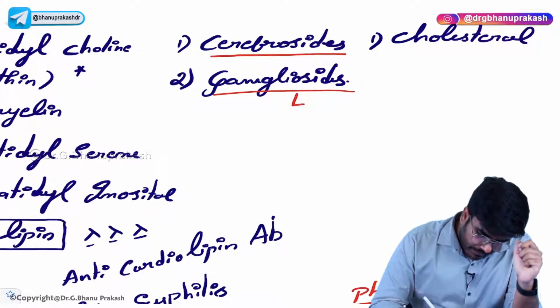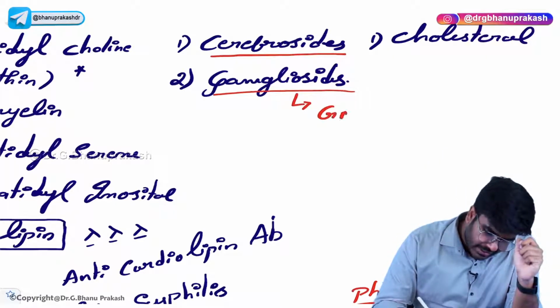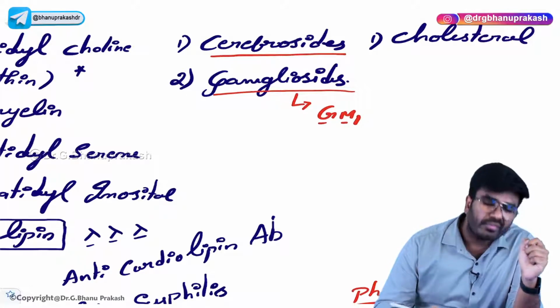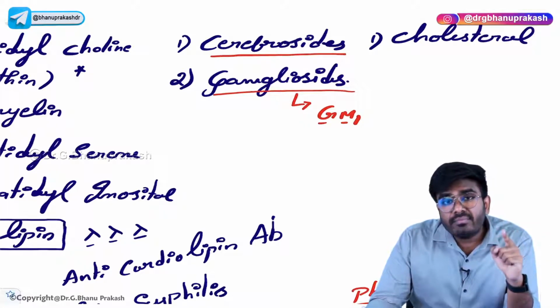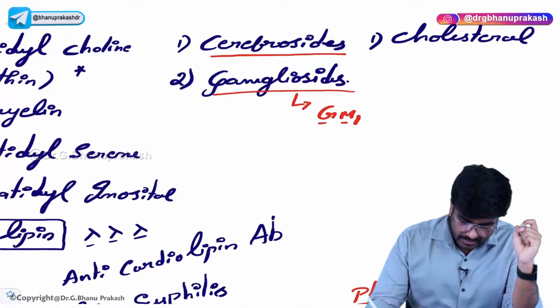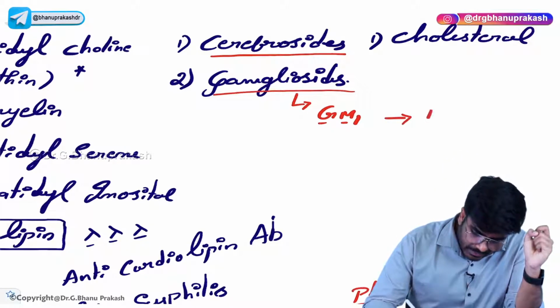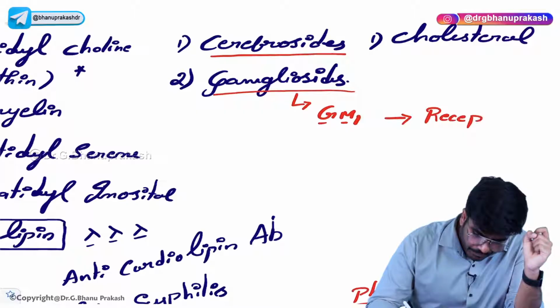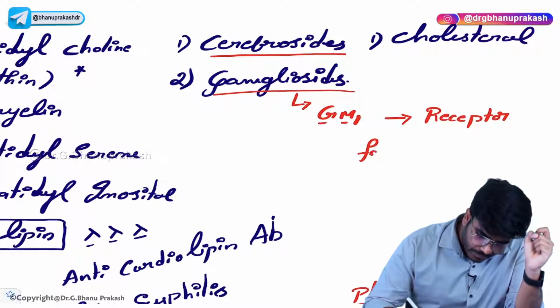This ganglioside, especially GM1 ganglioside, okay, there are different types, GM1, GM2, GM3. GM1 ganglioside, which is present on the cell membrane, acts as a receptor for cholera toxin.